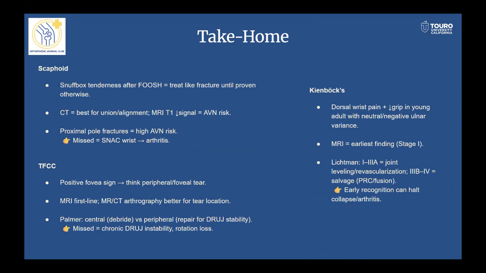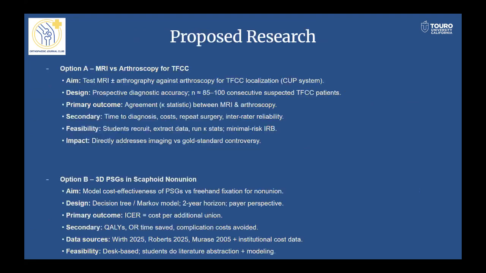And lastly, with Kienböck, if it's a young patient with wrist pain, weak grip, and a short ulna, think about Kienböck disease. Those should be your red flags. Plain X-ray can be normal early, but MRI picks it up with low T1 signal in that lunate bone. Use the Lichtman scale, which can help drive your decision making, especially because in early stages it can be unloaded or revascularized, while in late stages it might just be salvage, PRC, or fusions. And the earlier you can catch it, the better chance you can avoid that collapse or arthritis.